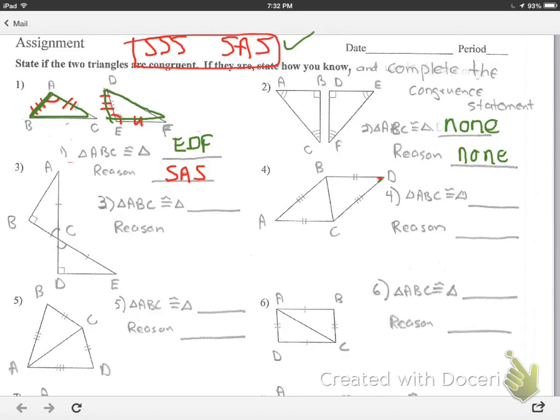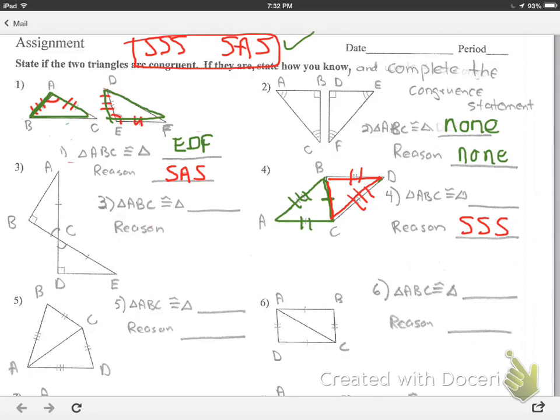Okay, look at number 4. Here we have 2 triangles that share a side. Triangle ABC and triangle BDC share a side. Now, we can count that segment BC as belonging to both of them. We can count it as a side of triangle ABC, which has the 3 marks and the 2 marks, and we can count it as a part of triangle BDC, which also has the 3 marks and the 2 marks. So the 2 triangles, because they share a side, really do have 3 pairs of congruent sides and will be congruent by side, side, side.